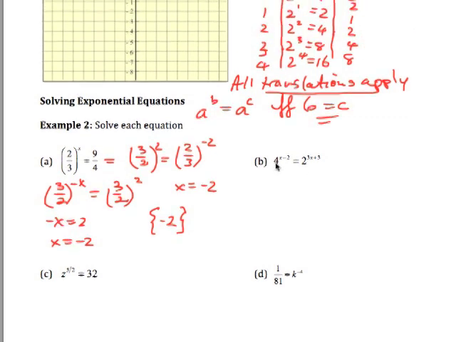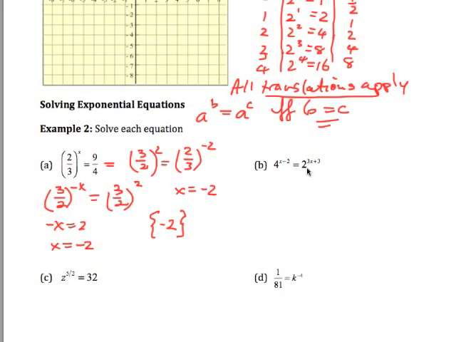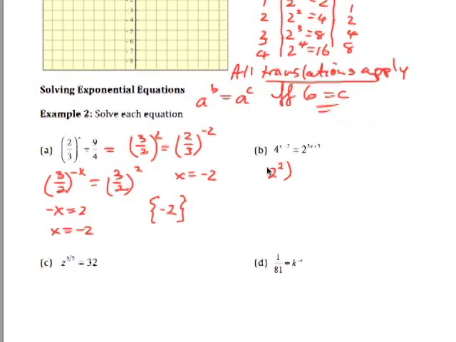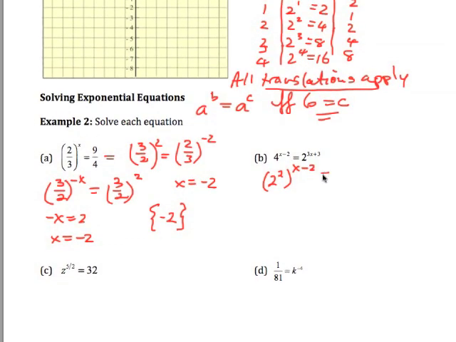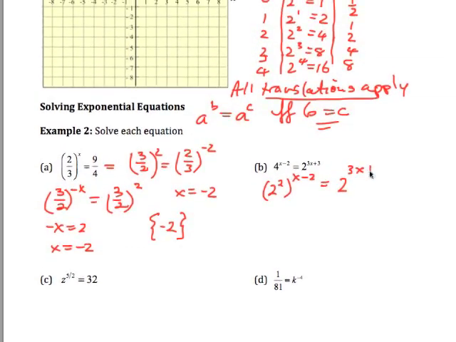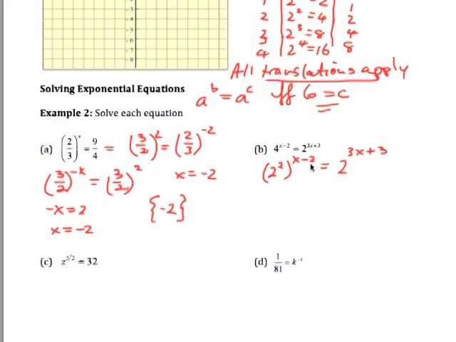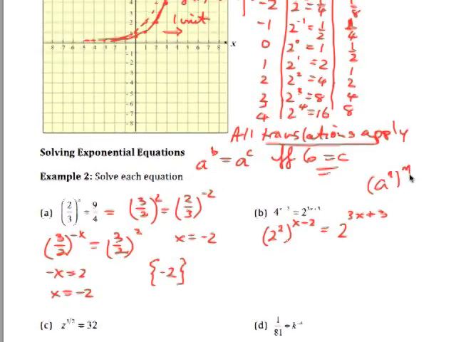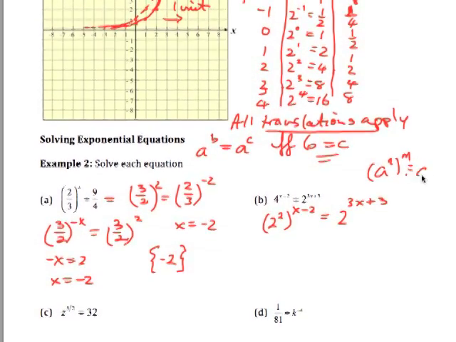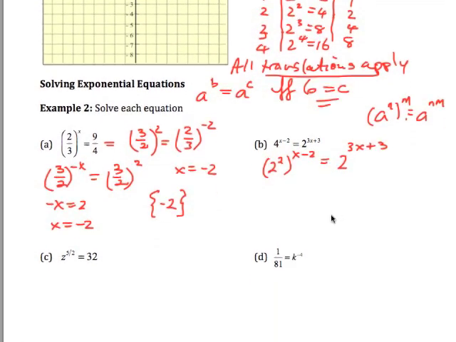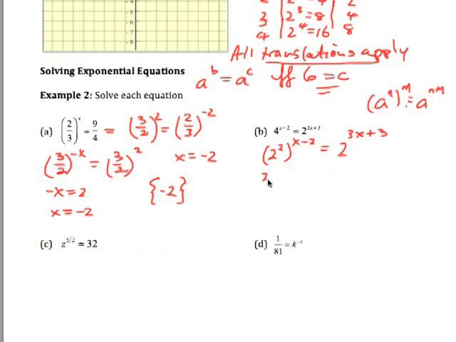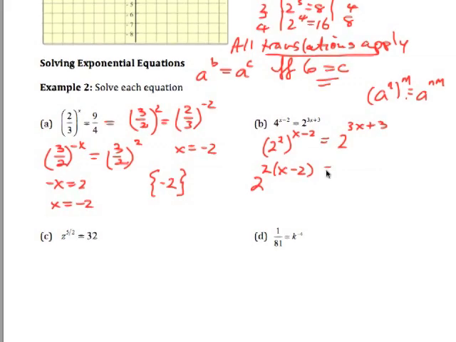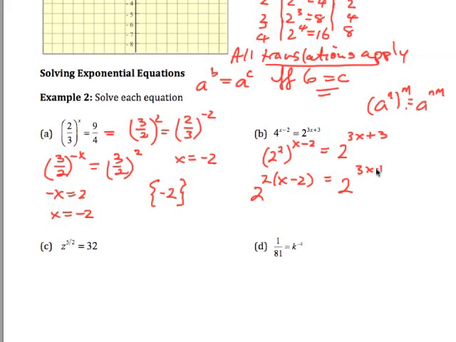If we look at the next one, we've got a 4 and a 2. We're always looking for ways to write the same base. So we could write this as 2 squared to the x minus 2 is equal to 2 to the 3x plus 3. Now, exponential laws say that this is, and this is this rule here, we'd get the product, so I'd end up with 2 times x minus 2 to the 2 there, is equal to 2 to the 3x plus 3.